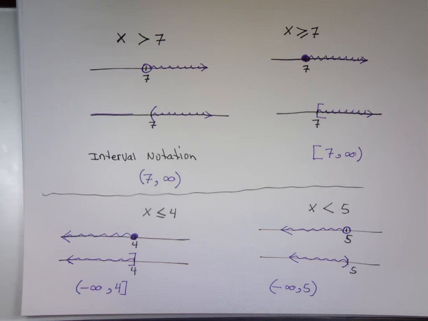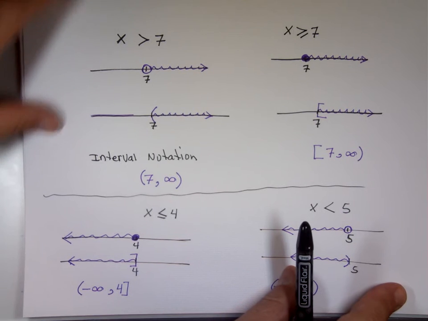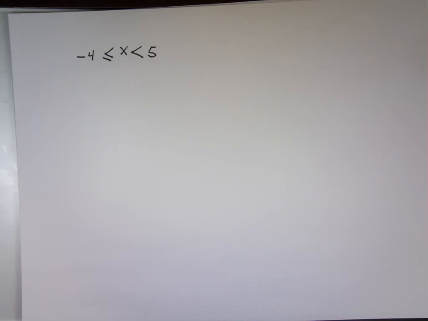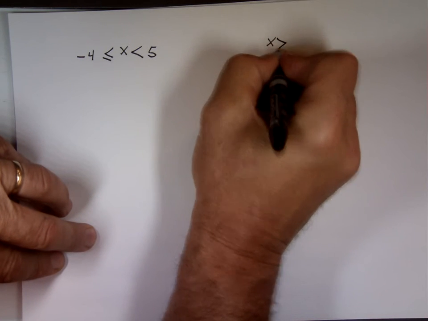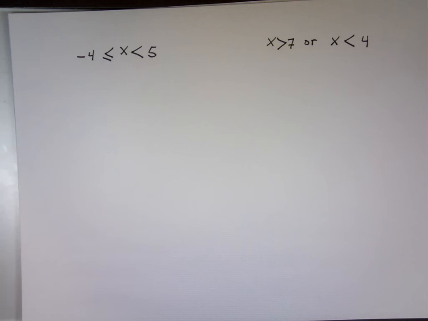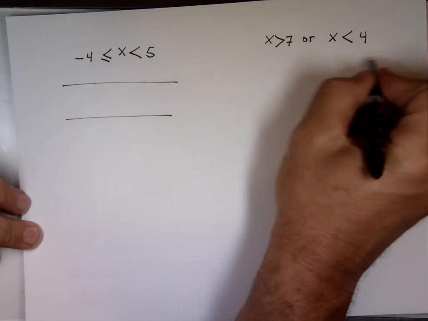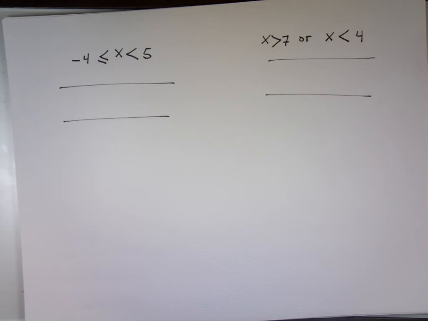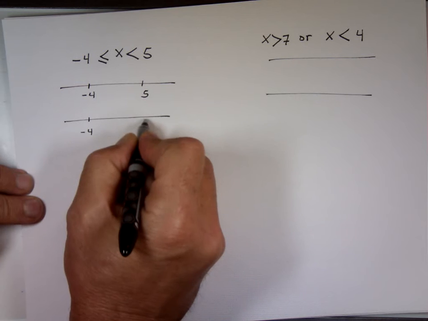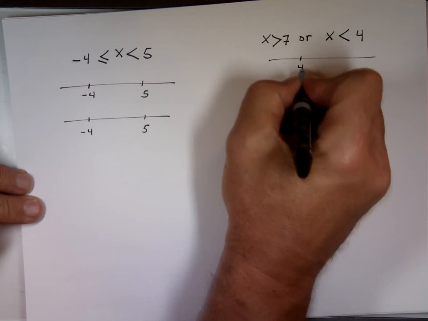I'll try another example. X is greater than or equal to negative 4 and less than 5. And this one, x is greater than 7 or x is less than 4. This is the negative 4. This is the 5. This is the 4 here. This is the 7.